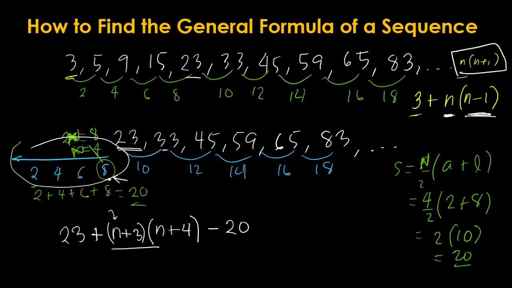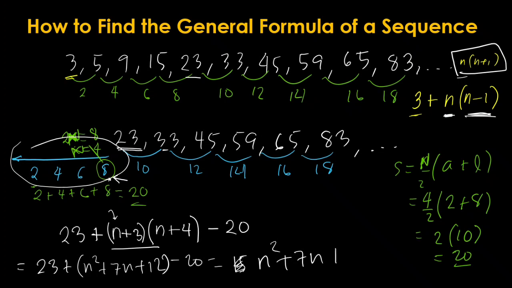Alright, next thing is to simplify this. We have 23 plus n squared plus 7n plus 12 minus 20. So this is going to be 23 minus 20 is 3, plus 12 is 15. I'm going to write it like this: n squared plus 7n plus 15. So this is the general formula of this sequence.